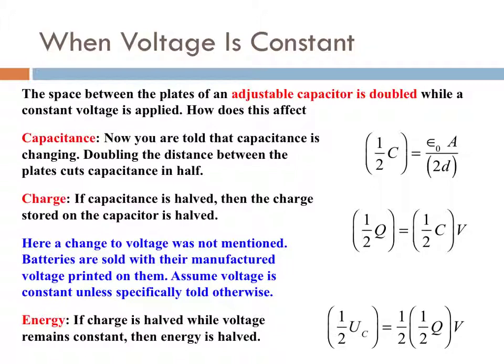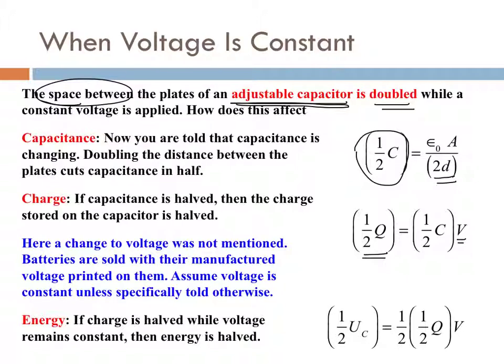Here, we're going to talk about when the voltage is constant. Now, in this situation, we're dealing with an adjustable capacitor, and the space between the plates is doubled. So, if the space is doubled, then the capacitance is halved. Again, here we're told that our voltage is constant, as in the situation where we have a battery. So, if we have a constant voltage and my capacitance is halved, then my charge on that capacitor is halved as well.